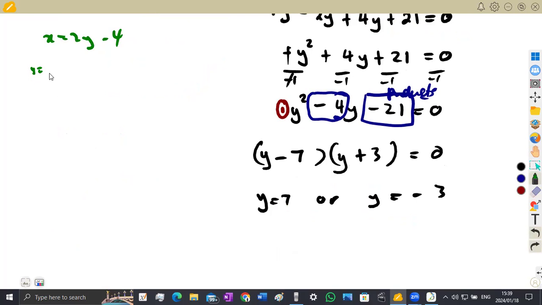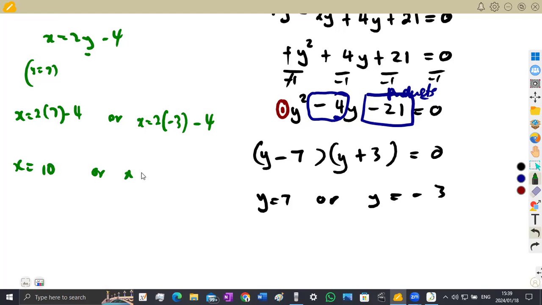Okay? So that means in place of y, you're going to substitute a 7. So x is going to be 2 times 7 minus 4. Or we have a condition when y is minus 3. So x is going to be 2 times y in this case, which is minus 3, minus 4. So this gives us the values of what? The values of x. So 2 times 7, 14, minus 4, this is going to be a 10. Or x will be negative 10. All right? Minus 6 minus 4. That's minus 10. Or just use your calculator direct.